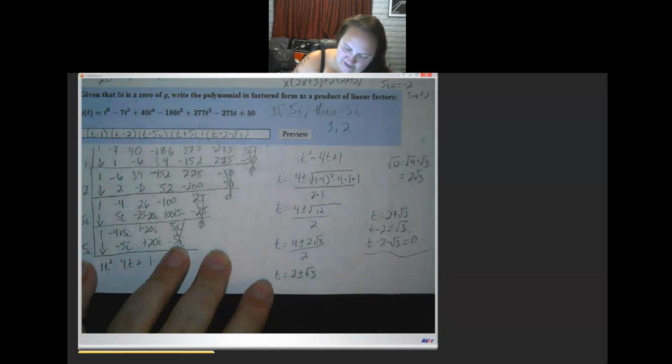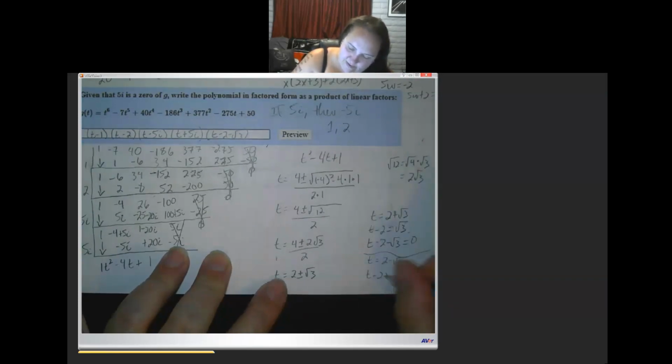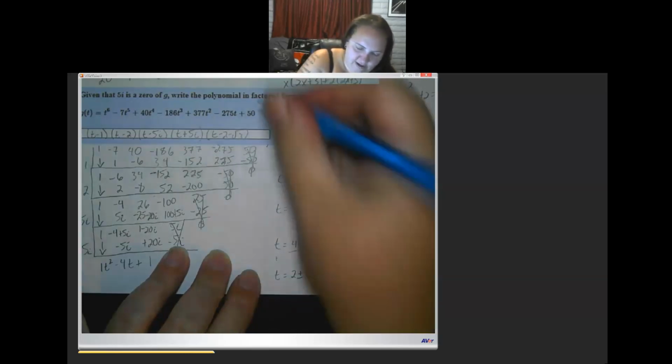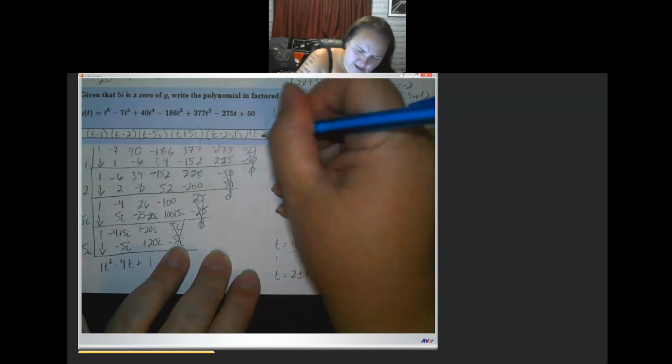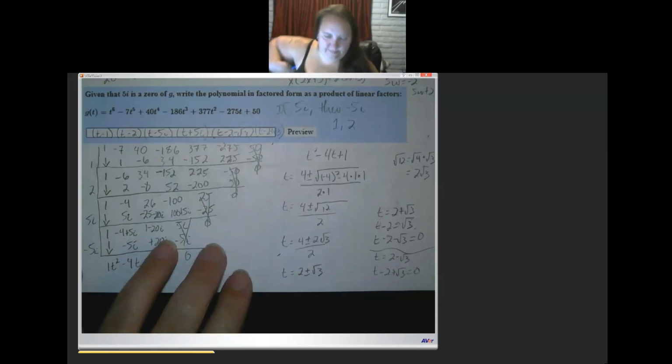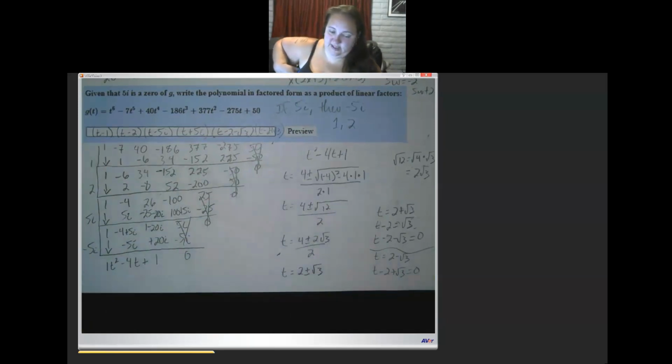And then my last factor would be when t equals 2 minus the square root of 3. So when we move these back over, both of their signs switch. So it would be t minus 2 and plus the square root of 3. And that is my other factor. These are a lot. I'm not even going to attempt to pretend that they're not a lot because they're a lot.